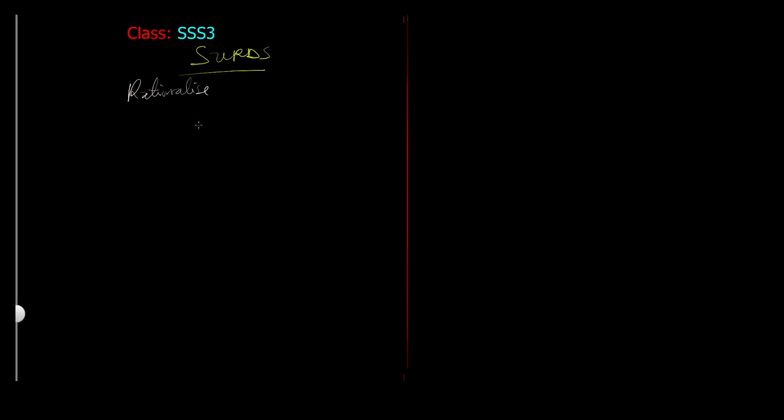What we are asked to rationalize is 2 over 4 plus 3 root 2. Okay, so quickly let's take the solution of this.